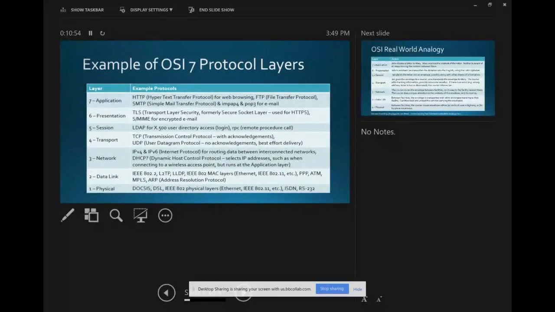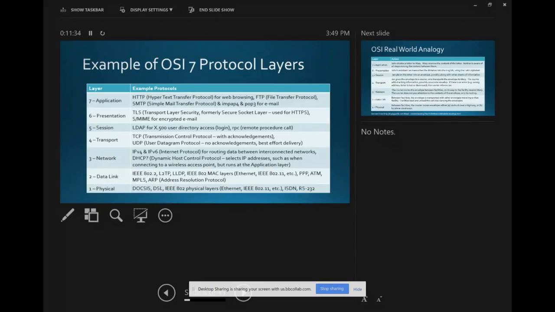To give you a better example, here are some of the protocols that you may have heard of in the various layers. At the application layer, HTTP: when you type HTTP to go to a web browser, you're actually using a protocol that goes from your computer to some web server someplace saying, I want a piece of information. That protocol is called Hypertext Transfer Protocol. File Transfer Protocol is another typical one, where you're moving a file from one system to another. Simple Mail Transport Protocol. Those are protocols that operate at the application level.